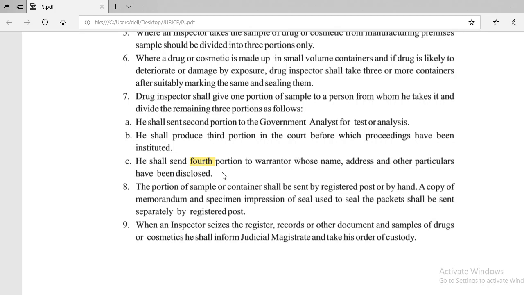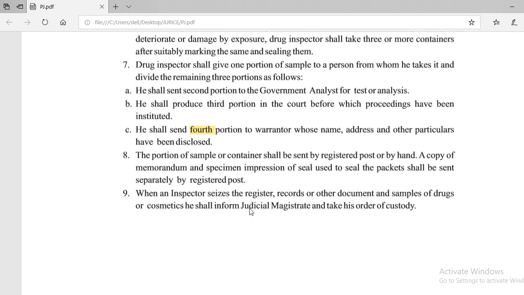Then the next one is that the portion of a sample or container shall be sent by registered post or by hand. Now, by registered post or some authorized person will transport those samples, okay, to the analytical laboratory or wherever it is necessary. A copy of the memorandum and specimen impression of the seal used to seal the packet shall be sent separately by registered post. Now, what kind of procedure or how the seal is made, that note or memorandum is to be sent separately by registered post.